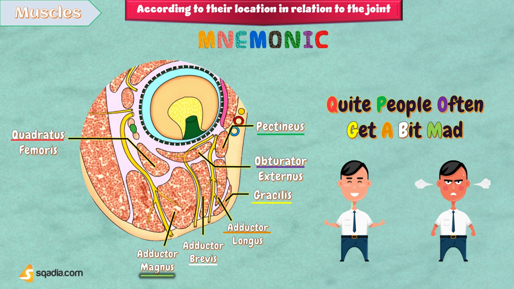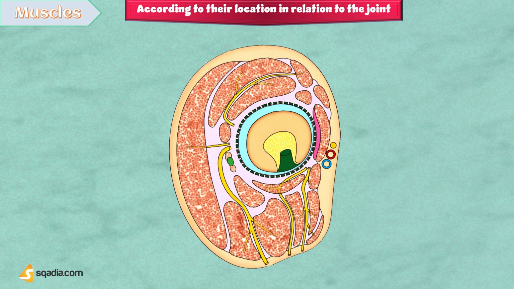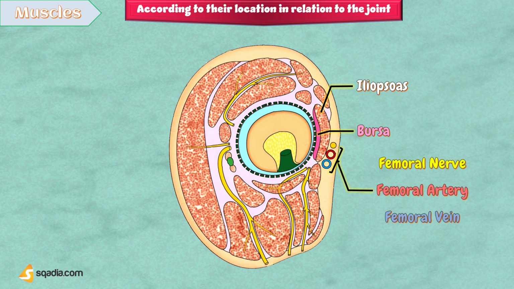Now that you have these mnemonics to remember the superior and inferior relations of the hip joint, let's move on and look at which muscles lie anterior to the hip joint. At the anterior aspect lies the tendon of the iliopsoas, separated from the joint by a bursa. You can also see the femoral nerve, femoral artery, and femoral vein here.